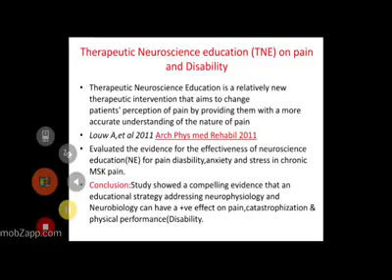They evaluated the evidence for the effectiveness of neuroscience education for pain, disability, anxiety, and stress in chronic musculoskeletal pain. They concluded that the study showed compelling evidence that an educational strategy addressing neurophysiology and neurobiology can have a positive effect on pain, catastrophization, and physical performance disability. So you have to understand that if a patient comes to you, you have to understand his psychological aspect, social aspect, and his biological aspect. That is how TNE came into existence.